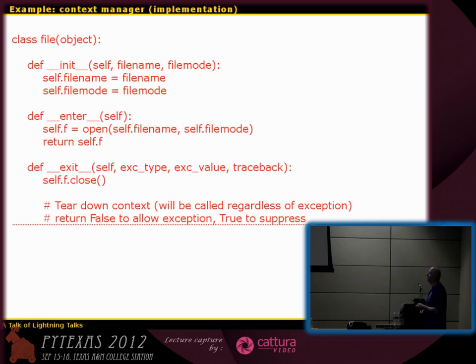In this case, you can optionally return false or true. None is false. So in this case, it falls out and returns none, and that allows the exception. You can actually suppress the exception, meaning I captured it, I handled it. Don't tell the rest of the world. Don't mess up control.